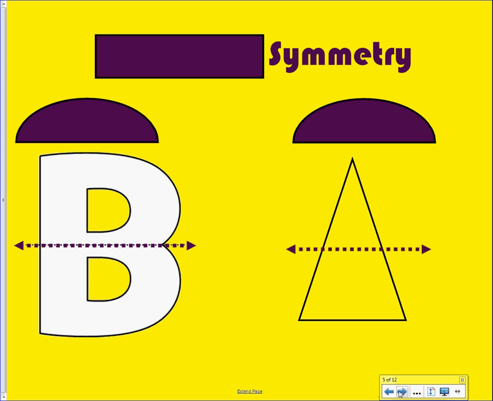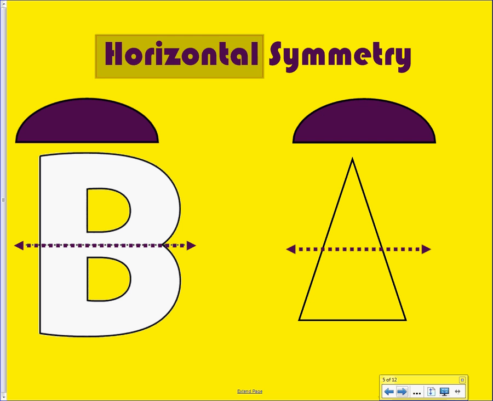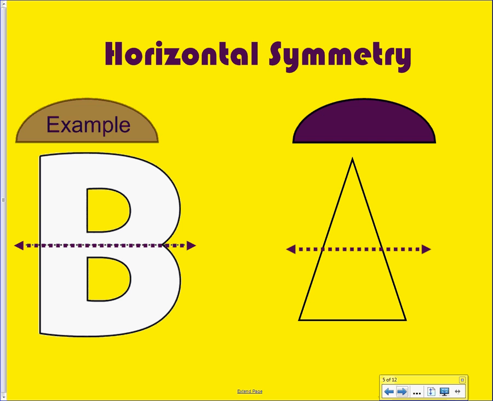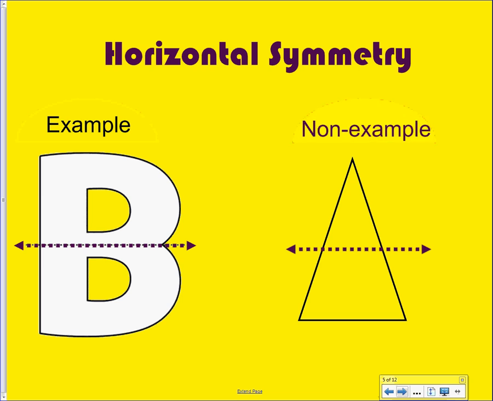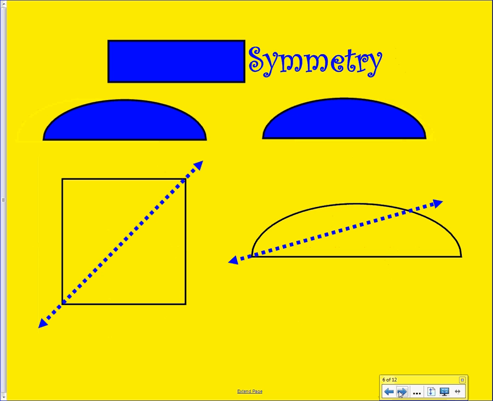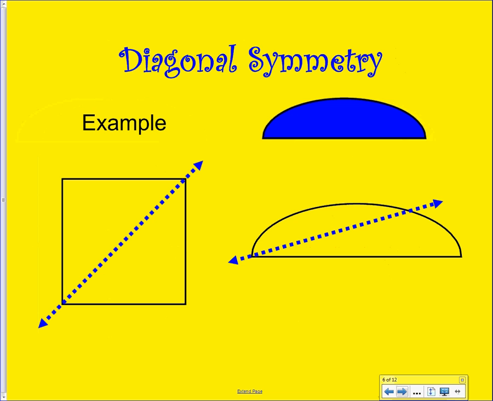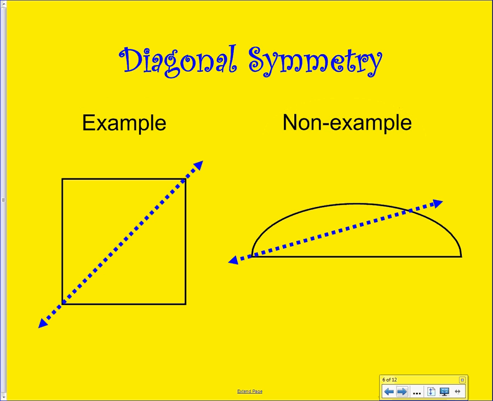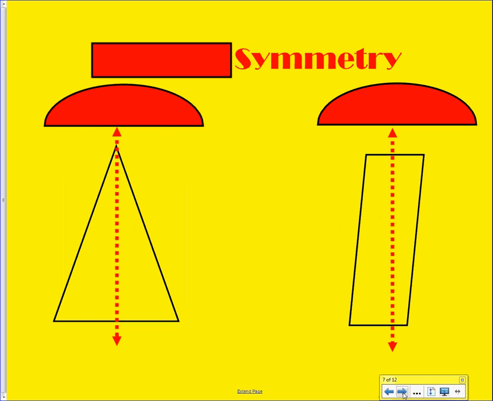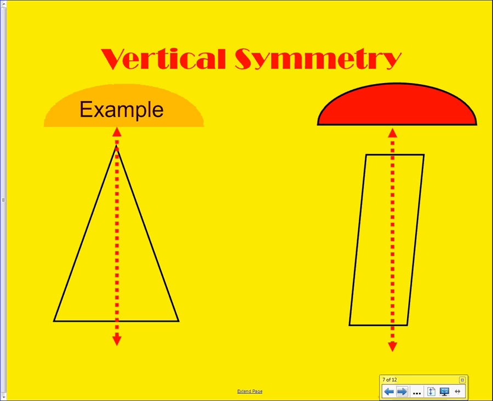So I showed them this and said which line of symmetry would this be, and they were able to tell me that it's horizontal and that the B is the example and the triangle is the non-example. For this one, they said it's diagonal symmetry because the square is the example and the half circle is the non-example. And then this one is vertical symmetry. The triangle is the example and the parallelogram is the non-example.